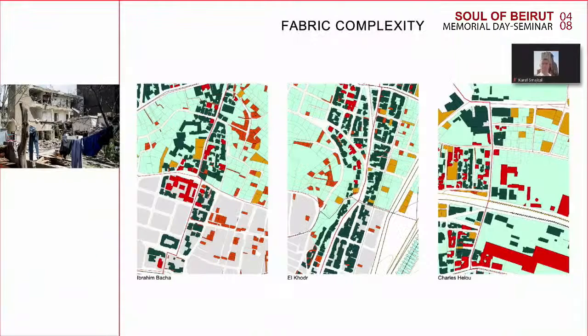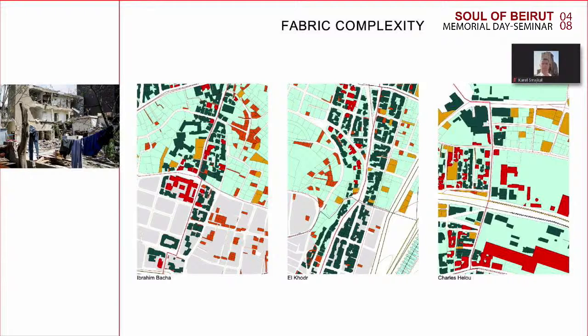For example, in Ibrahim Basha, you see in the orange the non-constructible parcels and the vacant land. You have the heritage building in red. You have the regular built fabric in dark, and then you have in dark orange the small non-constructible parcels. So these are Al-Khudr as well, and in Shar al-Helo as well. So this is a very rich and very complex fabric that the city has.